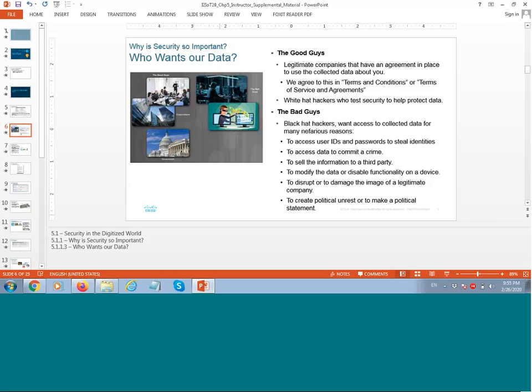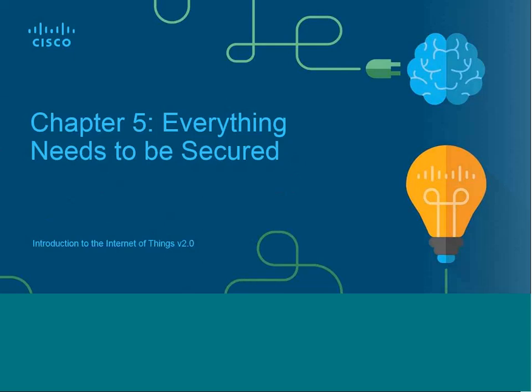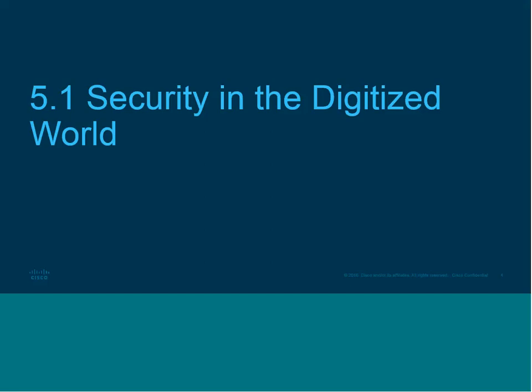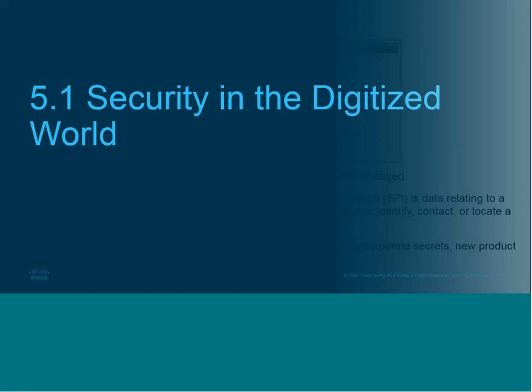The next chapter is everything needs to be secure. As I told you, security is the main thing that we need nowadays because everything is online. We are connected to the internet all the time, so we need more security for our data because our data is already on the internet.